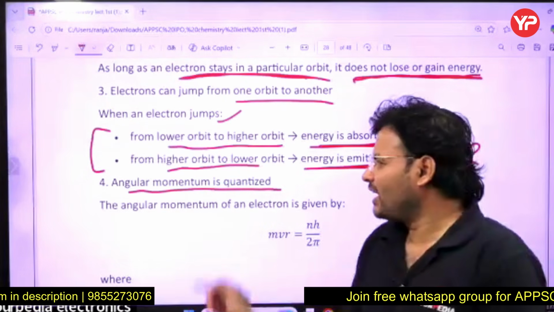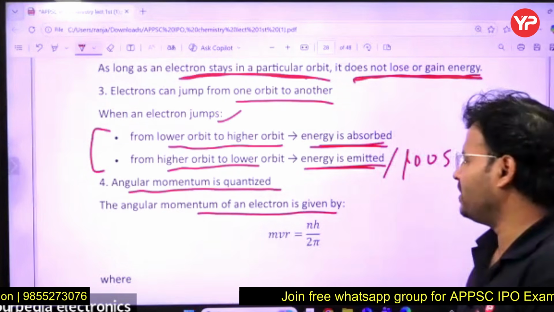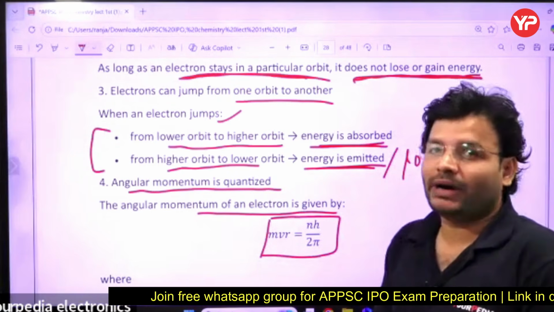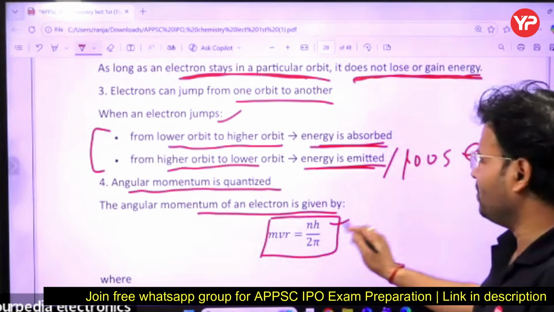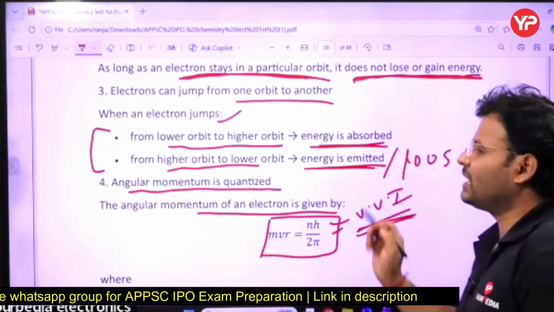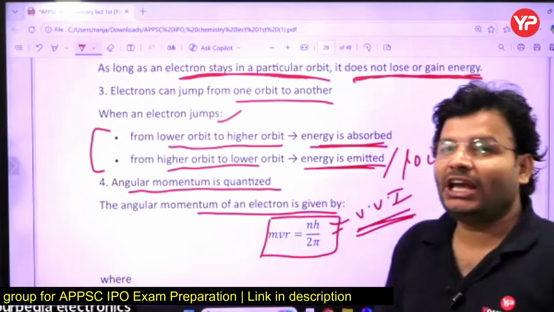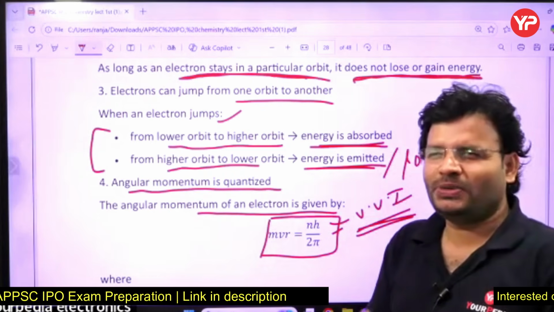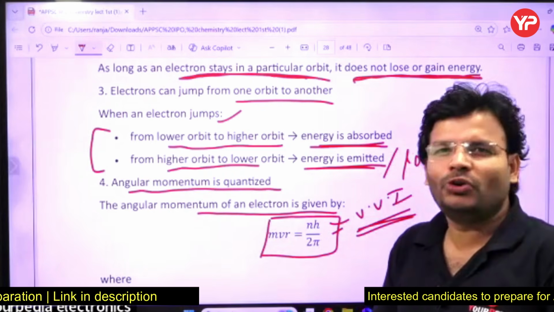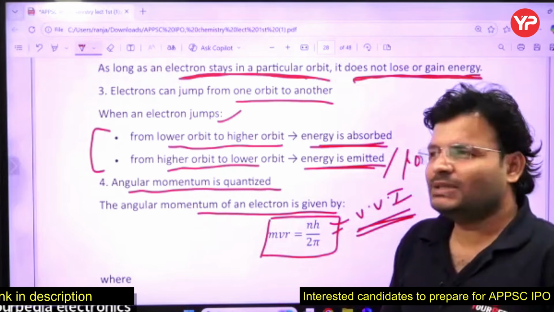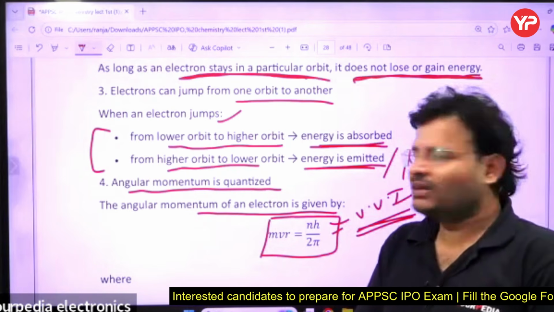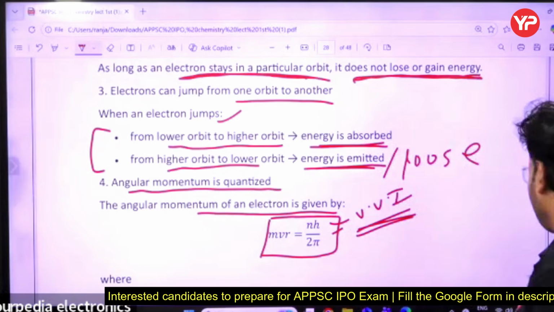The angular momentum of an electron is given by, keep in mind, mvr equal to nh upon 2 pi. Remember that, because not in all exams, but sometimes they ask what is the angular momentum of electrons. A very simple, straightforward question, with no model mentioned, and some options will be given. So always keep in mind it will be nh upon 2 pi.